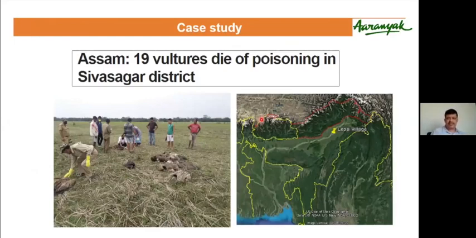The 19 vultures died of poisoning in Sibsagar district. Actually, 32 vultures were affected by poisoning, and 19 among them died, in Lepai village in Sibsagar. So I closely monitored that case, and I talked to the respective DFO of Sibsagar, and then I came to know the story behind this poisoning.